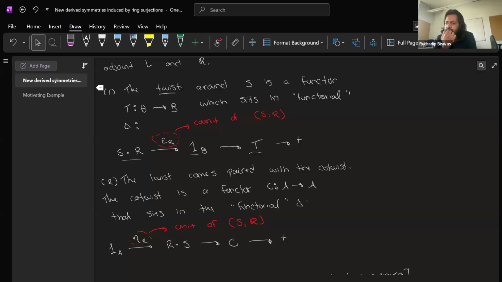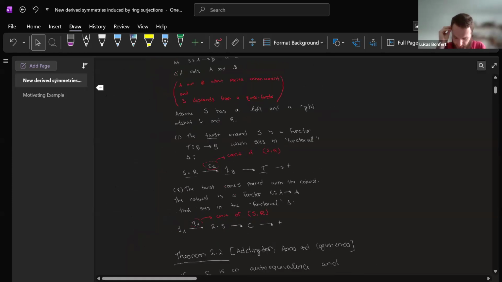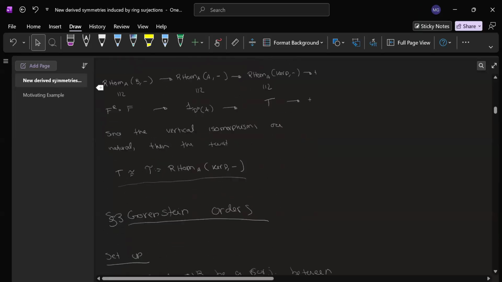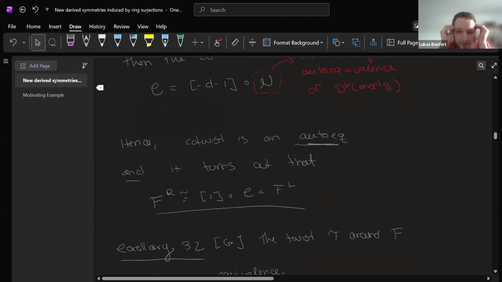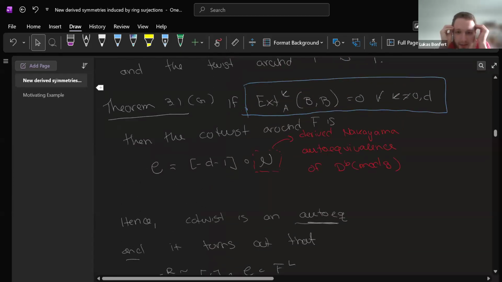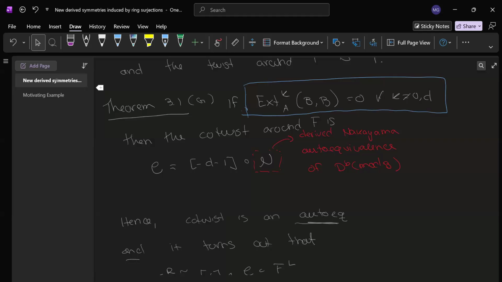Any other questions? I want to ask about Theorem 3.1, where you mentioned that you get the derived Nakayama functor. Oh yeah. Just to clarify, this essentially shows that you can construct the Serre functor of D^b mod B, up to a shift, as a cotwist, right? D^b mod B, not D^b mod A. Yeah. Okay.